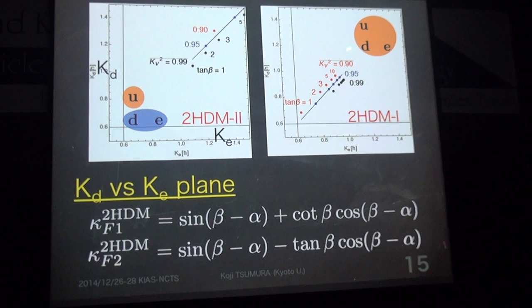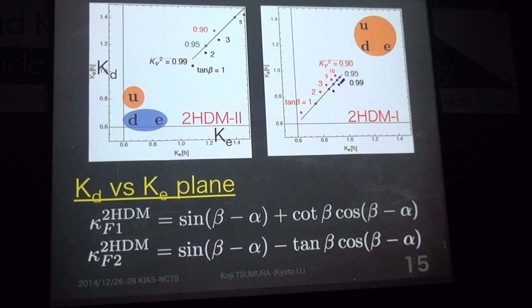But in the type 2 two-Higgs-doublet model, the Yukawa sector is different from the type 1 case. In the type 1 case, this factor is cosine beta, or cotangent beta, and in the type 2 case it is minus tangent beta. As a consequence of this difference, the Higgs coupling in the type 2 two-Higgs-doublet model is around this region, larger than 1. This is a typical prediction.